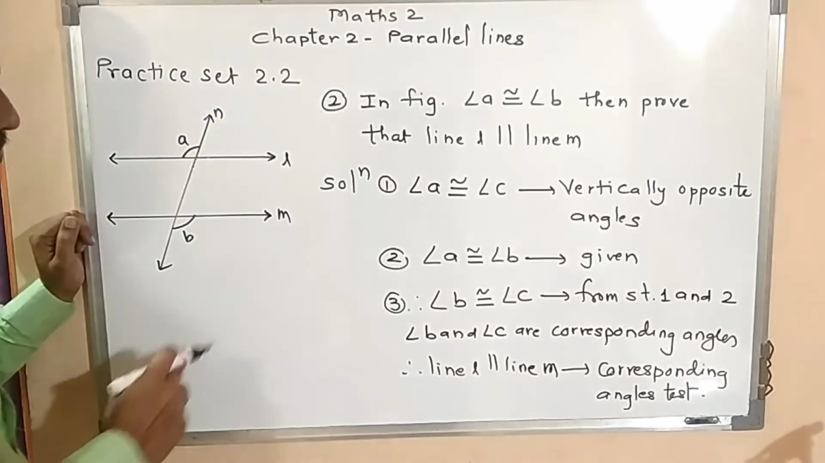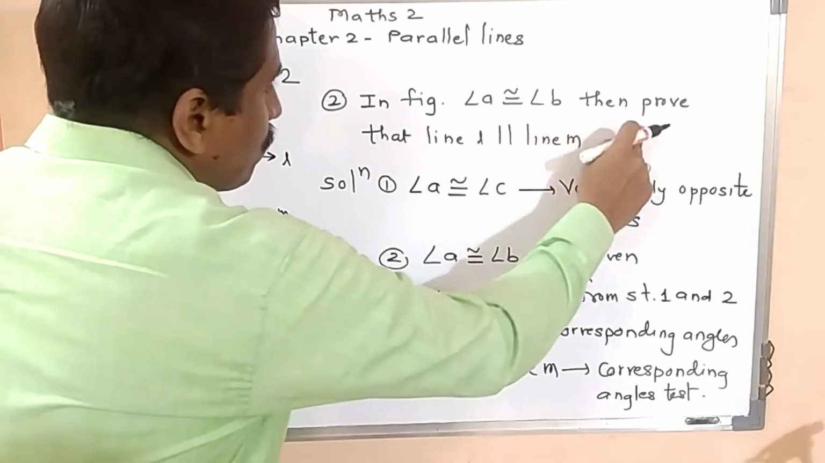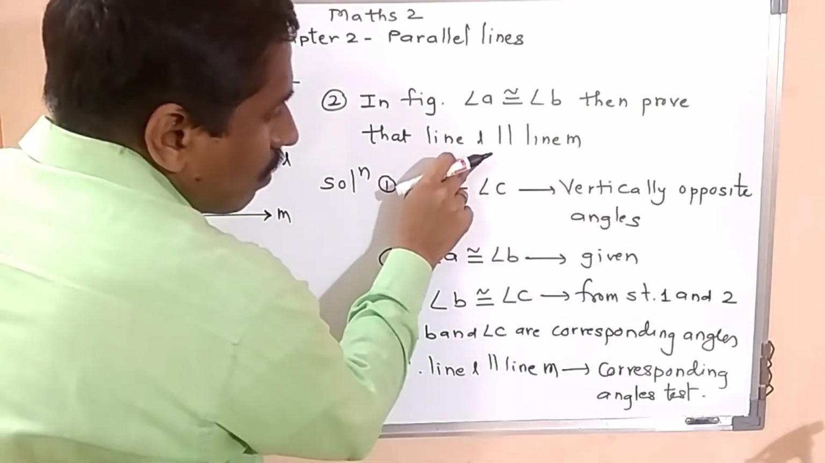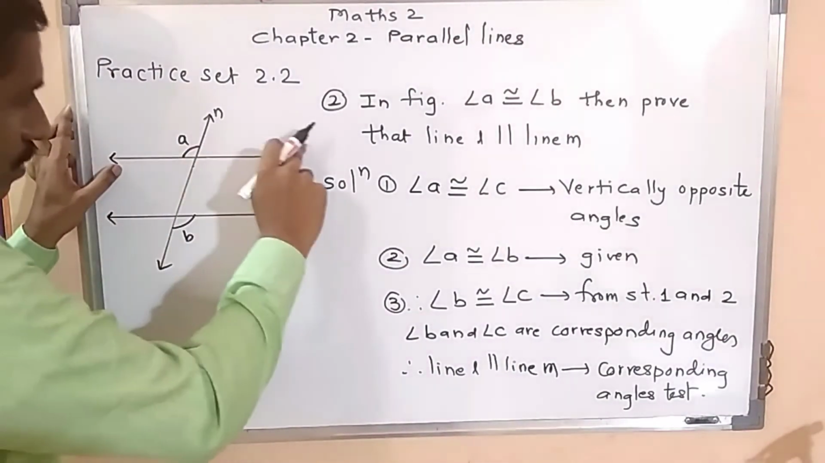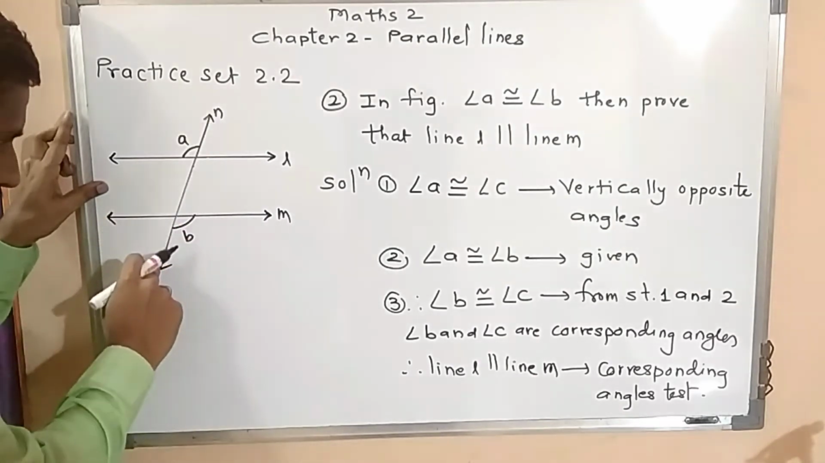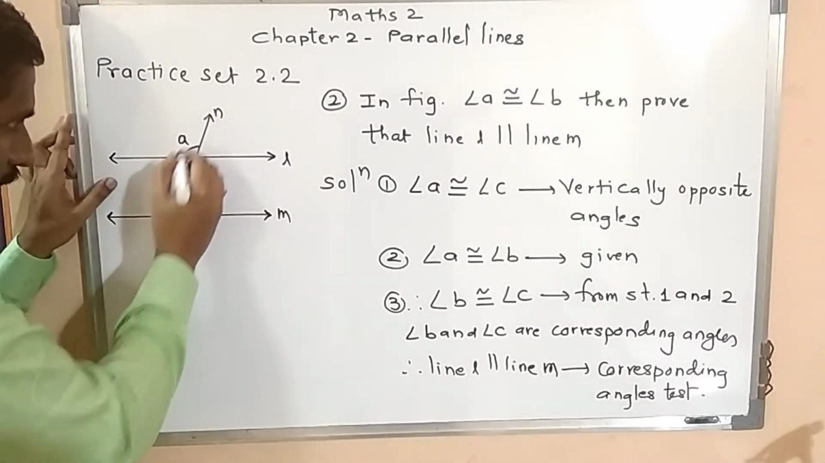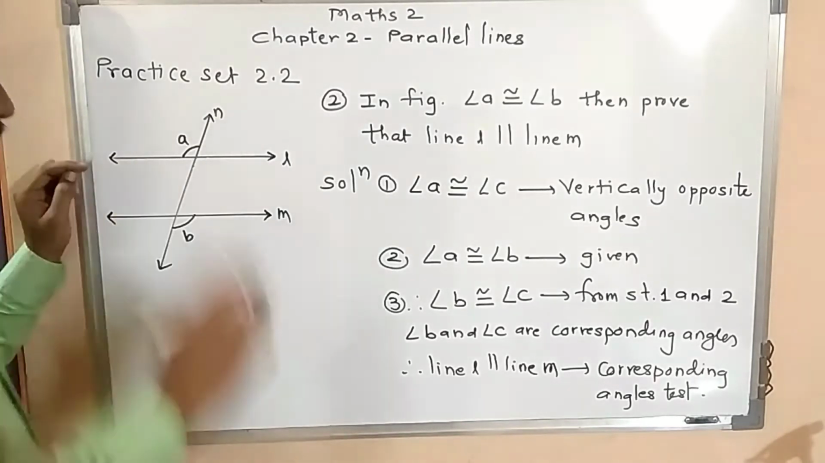Question number 2. In the figure, angle A is congruent to angle B, then prove that line L is parallel to line M. Here, this is line L, this one is line M, line N is their transversal, this is angle A, this one is angle B. Angle A is congruent to angle B, this is given to me.